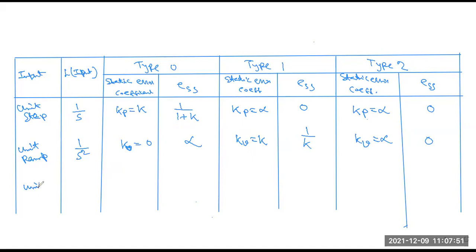Last one is the unit parabolic function. We know the function is 1 by s cube. For the acceleration constant ka, it equals 0 here, and the error is infinite. Type 1 system, ka equals 0, steady state error is infinite. Type 2 system, ka equals k.